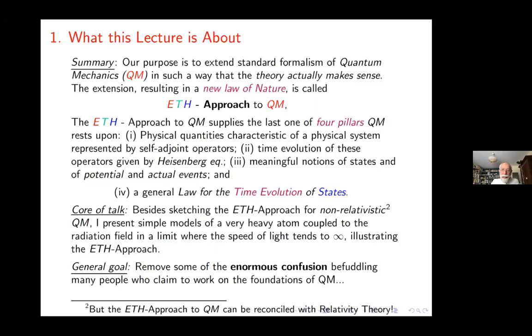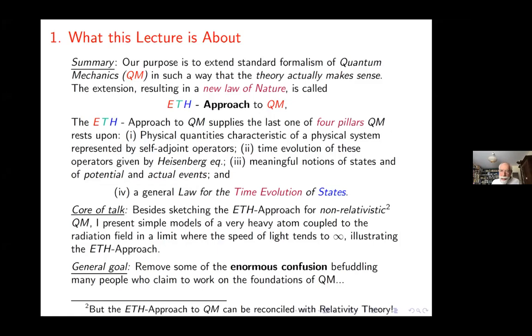This approach supplies the last one of four pillars quantum mechanics rests upon. Erhard Zeiler told me I should only have introduced three pillars because a plane is defined by three points, but not by four points. But there are four pillars, I cannot change it. The first one is to say that physical quantities, characteristic of a physical system, are represented by self-adjoint operators. This is always true. It's also true about classical physics.